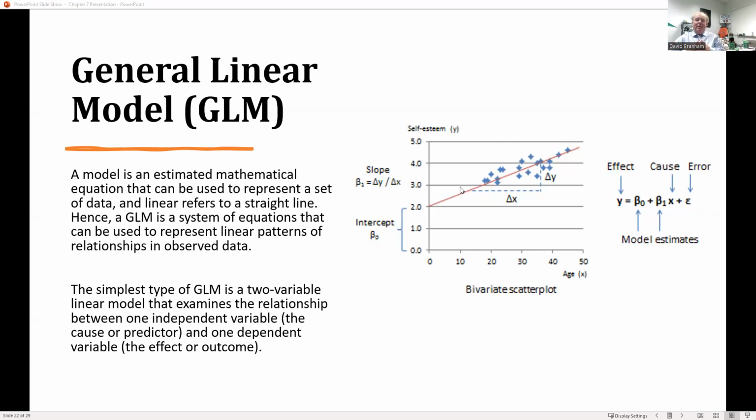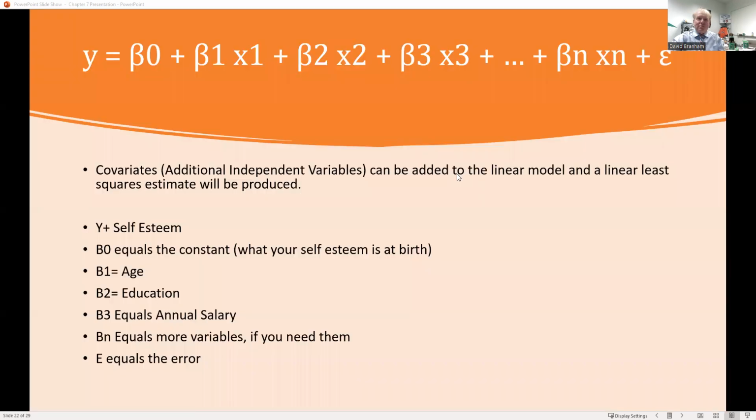But in this case, it looks like there's a linear relationship. And it looks like the things affect that linear relationship more as you get older. You can see the error term tends to get a little further away from the line for the 30 and 40-year-olds than it does for the 20-year-olds. Things happen between 20 and 30 that cause that line to go up. So that's the general linear model.